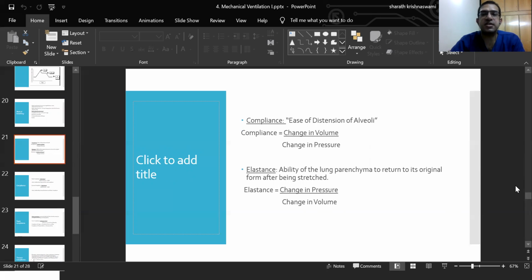Compliance can be understood as the ease of distension of the alveoli. It can be given by the equation compliance is equal to change in volume divided by change in pressure. The elastance is the ability of the lung parenchyma to return to its original form after being stretched. It is given by the equation elastance is equal to change in pressure divided by change in volume.